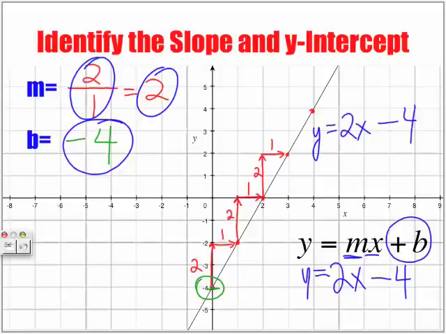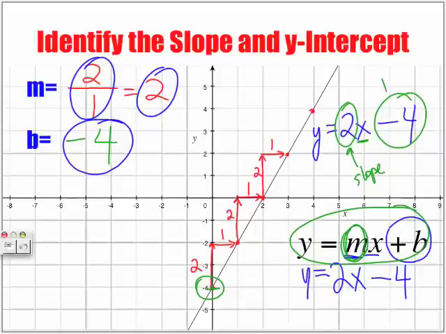So the equation of this line is y is equal to 2x minus 4. And as we said here, the value in front of x, when it's written in this format, is our slope, which leaves this being our y-intercept.